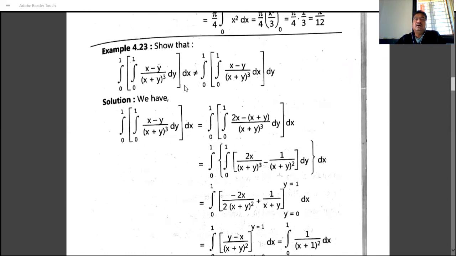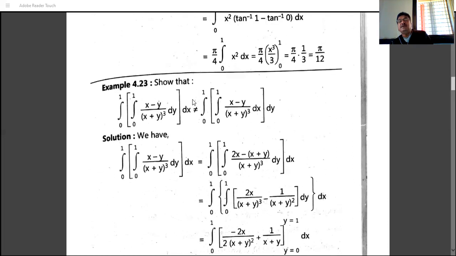Then here the integration 0 to 1, 0 to 1 of this integrand, that is x minus y divided by x plus y cube, dy dx. And then the integration with respect to x first of the same function. These two are different. Why are these two different? Because this function is not continuous. When we can change the order of integration, observe the Fubini theorem.